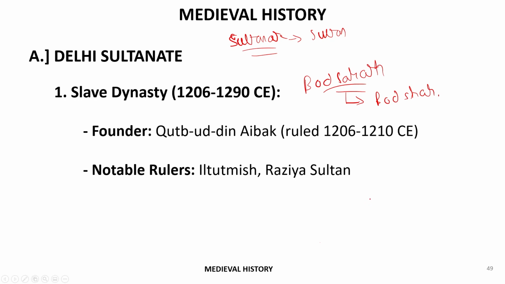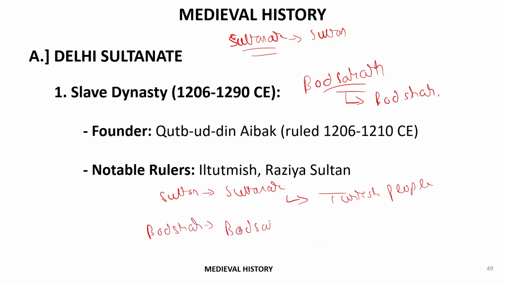So basically, the word Sultan, who governed the Sultanate, refers to Turkish people, or you can say the Turkish dynasties which ruled India. Whereas the Badshah who ruled the Badshahat were Persian dynasties, or you can say the Persian people. Got it? So that was the difference between the Sultanate and the Badshahat. The Sultan who ruled the Sultanate were the Turkish people. The Badshah who ruled the Badshahat were the Persian people, or you can say the Mughal era.